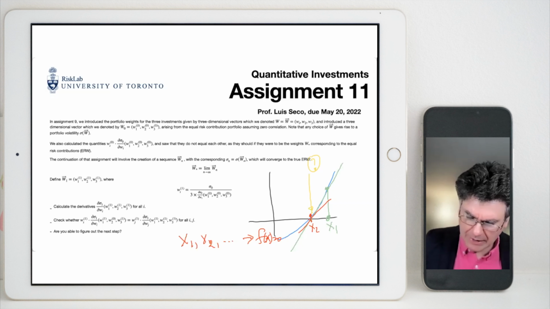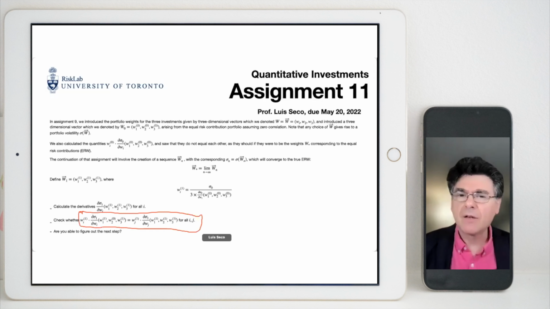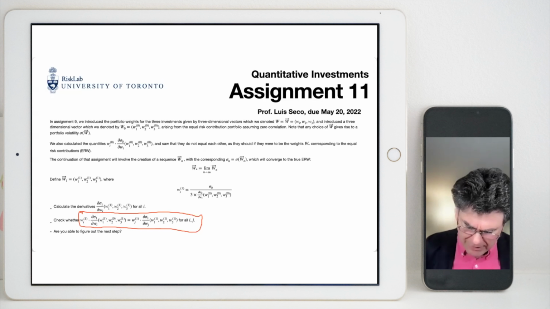And every time you do that, you have to do one thing. You have to check if you have finished. You have to check if these values are the same. If they are all the same, then risk parity holds, and then you finished. Okay. Of course, this will never be exact.